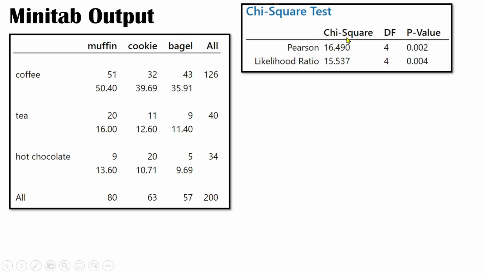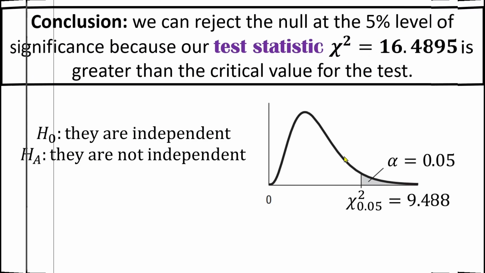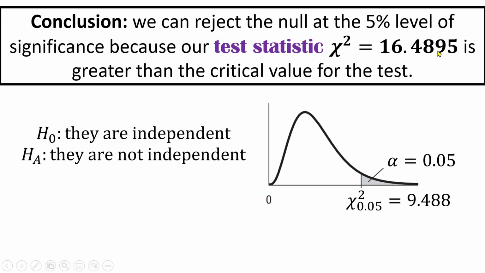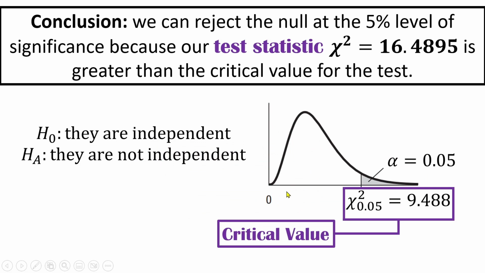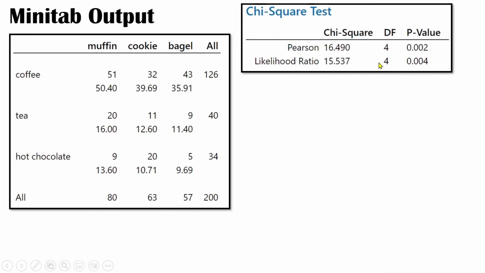Up here, what we're concerned with is the chi-squared statistic, 16.49. I think that's the same as what we had. Let me just have a look. 16.4895. Yeah, so that's 16.49. So that's in agreement with what we had. 4 degrees of freedom, and there is our p-value. So it's quite small. This is justifying rejecting the null hypothesis.